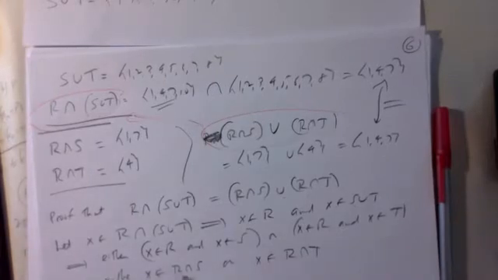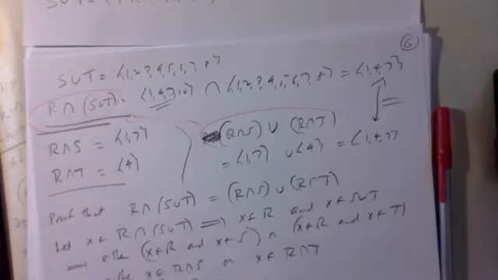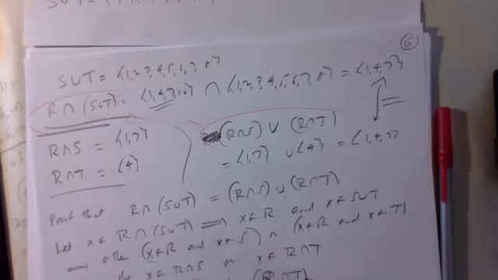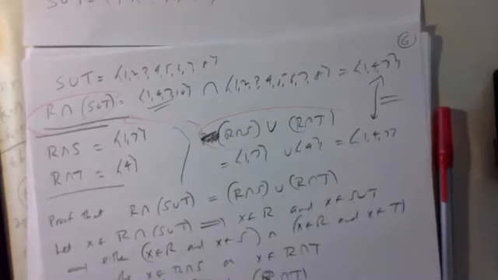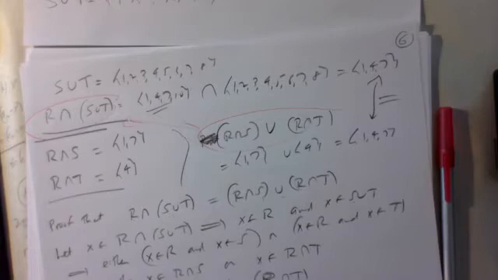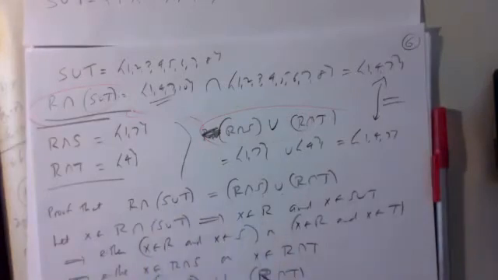And if X is in R intersect S or R intersect T, that means X is in the union of these two sets. So it follows that R intersect S union T is a subset of R intersect S union R intersect T. If an element is in this set, then it's in this set. So this is a subset of that. So we just proved the left side is contained in the right side.